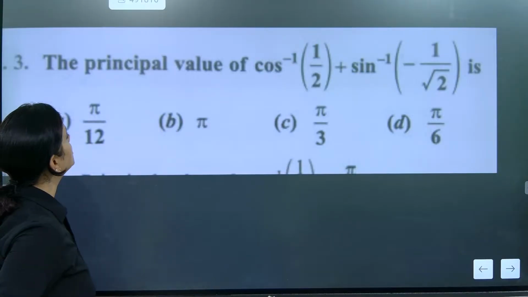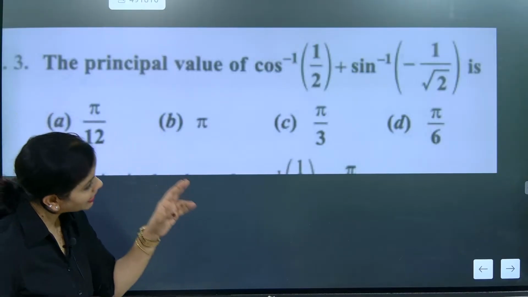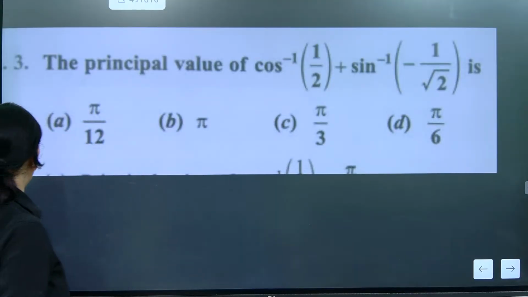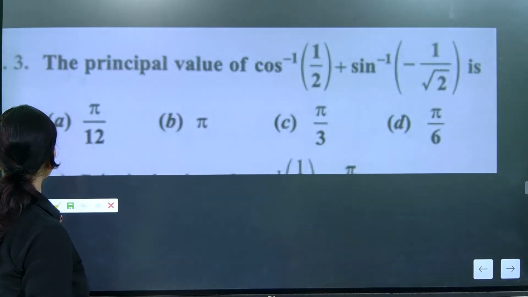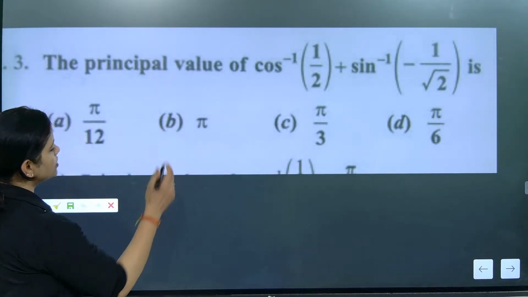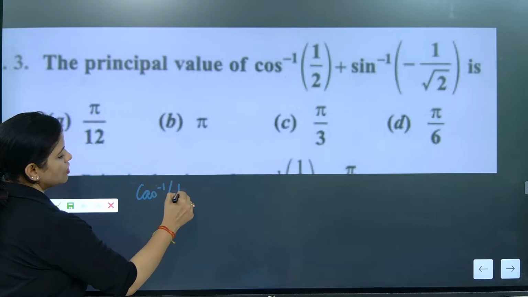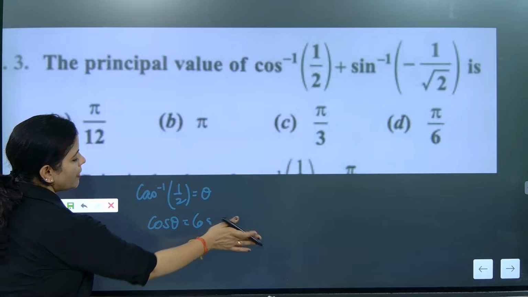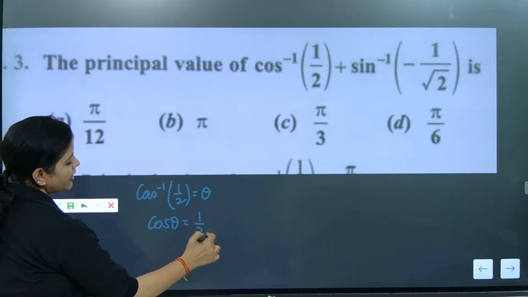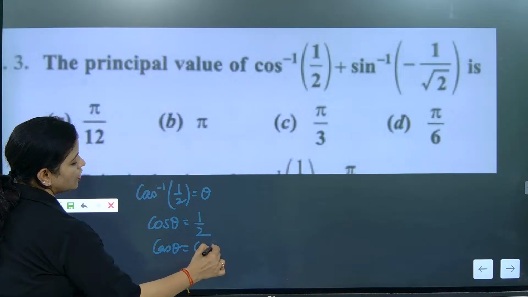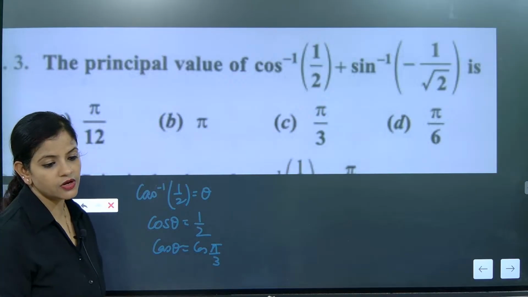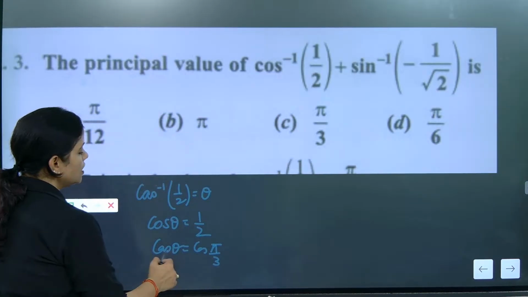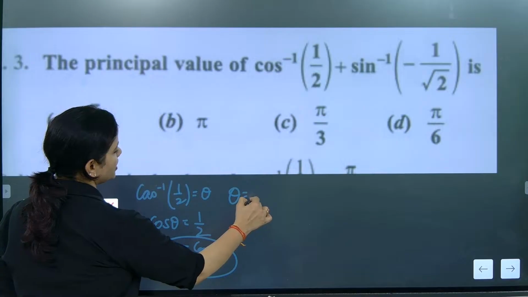Come on, start solving. So the question is cos inverse 1 by 2 plus sin inverse minus 1 by root 2. So when sin inverse minus 1 by root 2 is given, what can you do here? Let me solve cos inverse 1 by 2 first. Cos inverse 1 by 2 is equal to theta. So cos theta equals 1 by 2, and 1 by 2 means cos theta equals cos pi by 3, that is cos 60 degrees. Yes, absolutely correct. So theta value is coming as pi by 3.